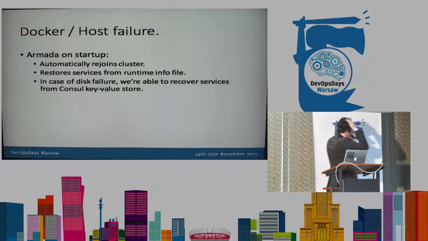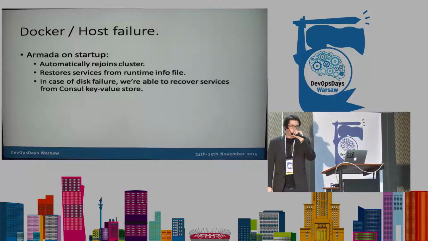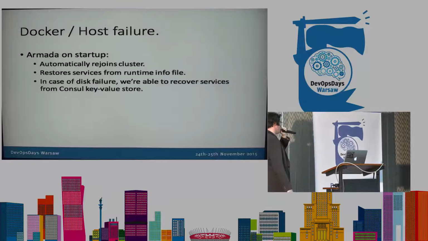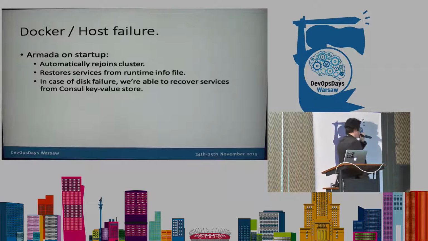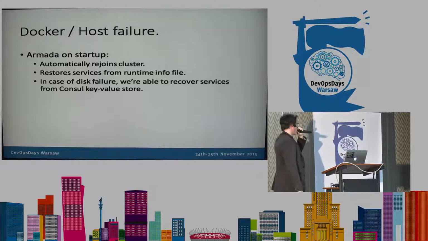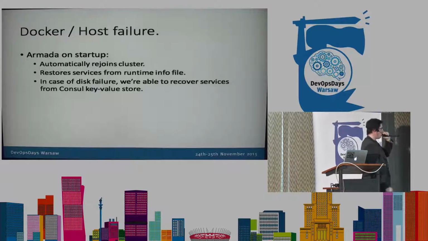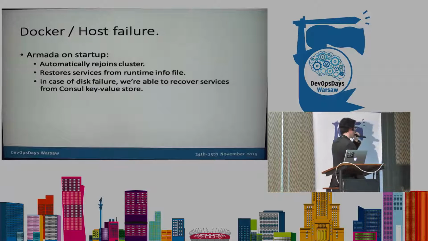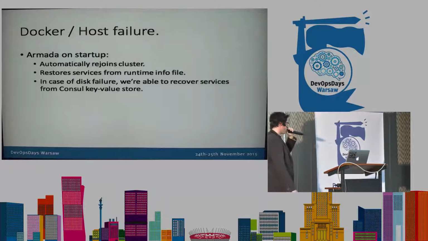Docker host failure, this is a little bit trickier. When Docker, for some reason, decides to shut down, or our entire machine is down, or someone pulled the plug while cleaning, what we do is, when we start up, we automatically rejoin the cluster. That's why we can't really have 2 hosts, they can never reach the quorum. But we rejoin the cluster, preferably of 3 or 5 hosts. And then we restore all the running services on this host, on this Armada, from the runtime info file. This is one of the files I've mentioned that we're storing.